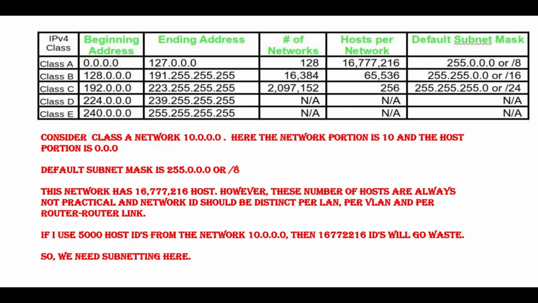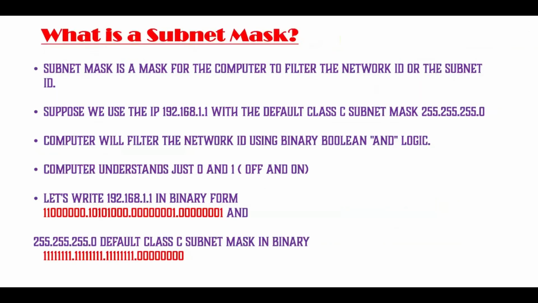16,777,216 hosts. However, this number of hosts is not always practical, and the network ID should be distinct per LAN, per VLAN and per router link. If I use 5,000 host IDs from the network 10.0.0.0, then 16,772,216 IDs will go to waste. So, we need subnetting here.